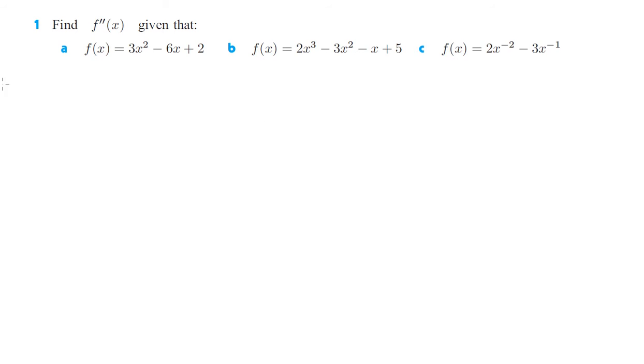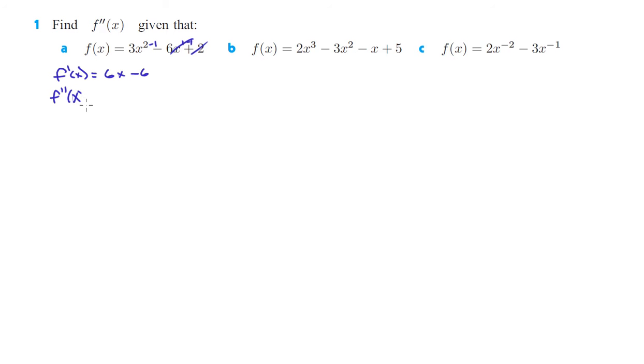I'm going to take you through the 19G assignment. Okay, first one, find the second derivative of all these functions here. All right, so f prime of x is going to be 2 times 3 is 6. Subtract 1 from that. That's 6x to the first, right? And this is a 1. 1 times negative 6 is negative 6. Subtract the 1 there. The x's are gone. The derivative of a constant is 0. So there's the first derivative.